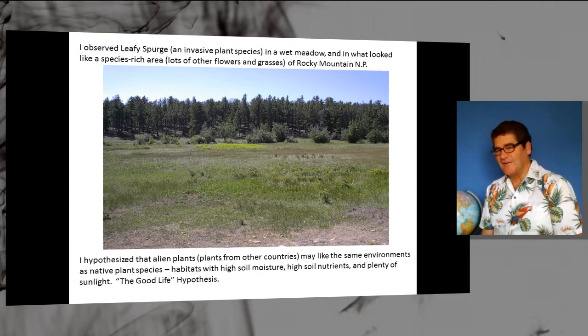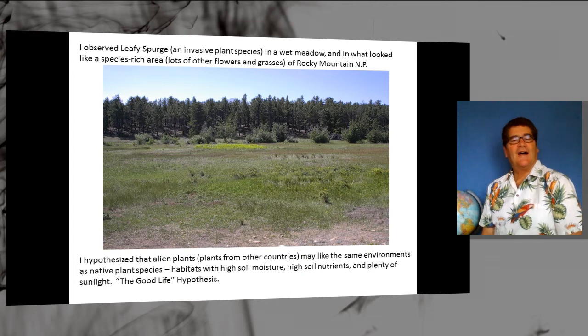So I thought I'd tell this through a story of my own. This is about a hike that began in about 1992 in Rocky Mountain National Park in Colorado. I observed leafy spurge, an invasive plant species, in a wet meadow in what looked like a species-rich area. It had lots of native grasses and forbs in Rocky Mountain National Park.